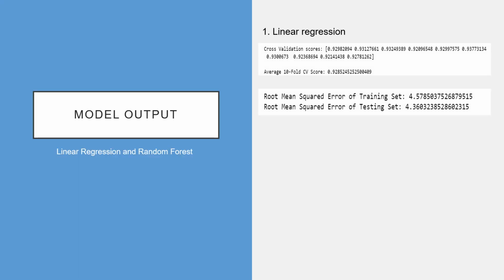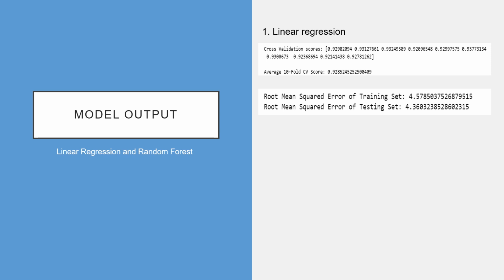So now we'll talk about the model output that we have received, and we'll compare the output between linear regression and random forest. So first, for the linear regression, we have received the cross-validation scores, which are the R squared, or the amount of variation that we are able to explain with the features. Looking at the individual cross-validation scores, they are between 92 and 93%. Whereas if we take an average of the 10-fold cross-validation score, it's around 93%, which is very good.